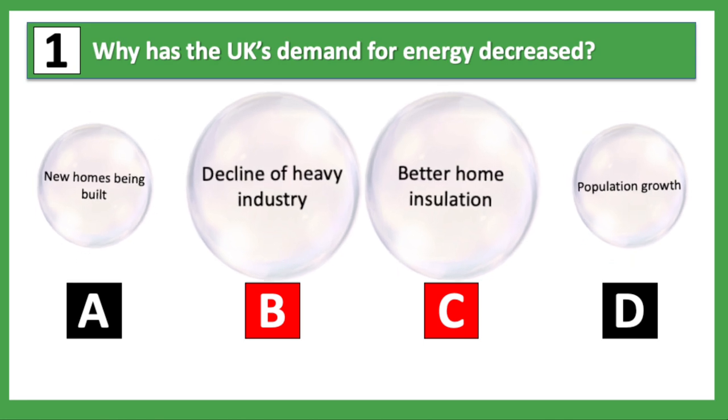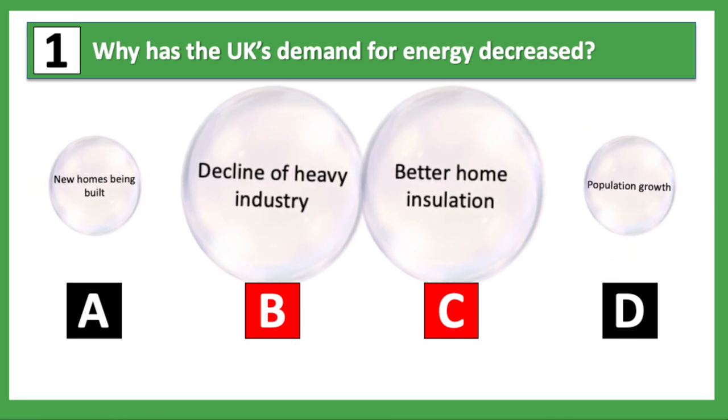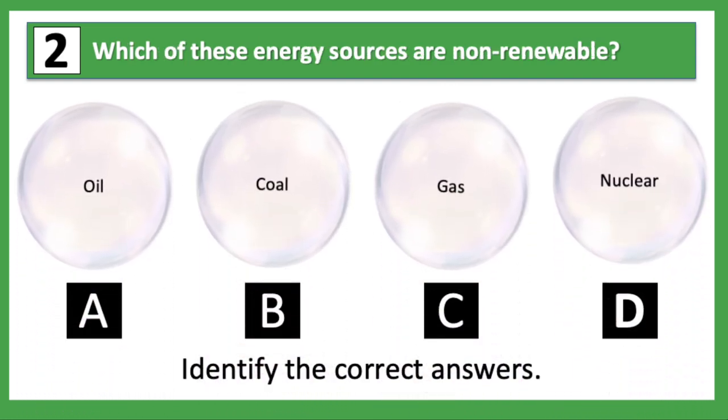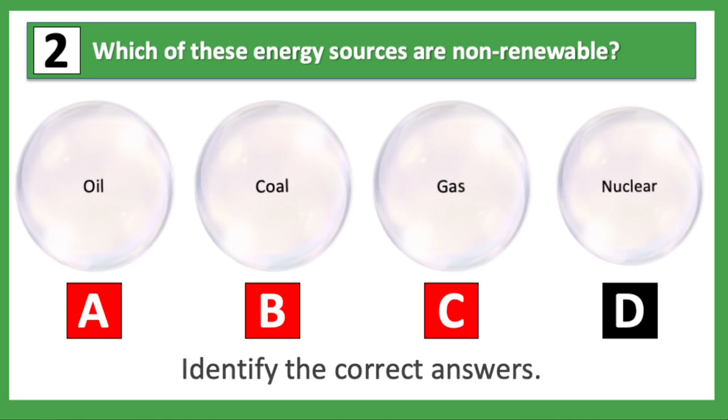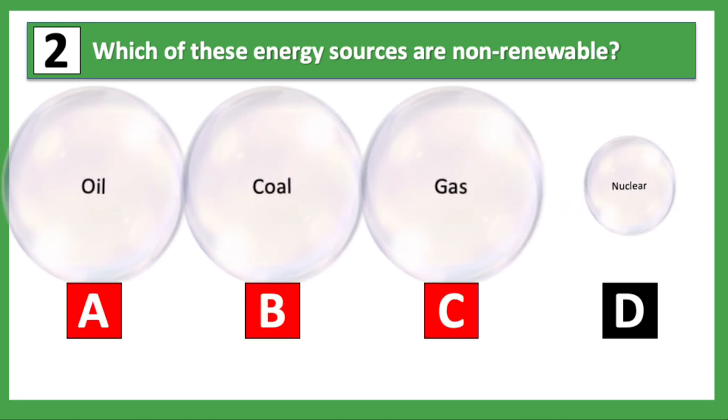Okay, let's reveal the answers. It is B and C, decline of heavy industry and better home insulation. Number 2, which of these energy sources are non-renewable? Is it A, oil, B, coal, C, gas, D, nuclear? Okay, identify the correct answers. There we are, oil, coal and gas.